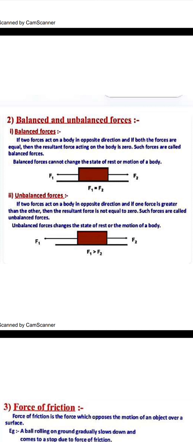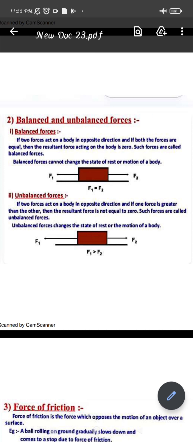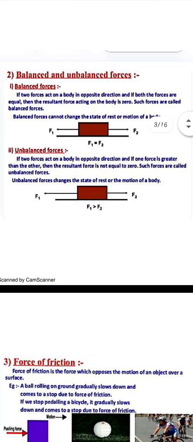So when these two forces act towards each other in opposite directions with equal magnitude, what will the resultant force be? We know that the resultant force will be the sum of both forces. One force is 5 Newton, the other is 5, but both are in opposite directions. So one is 5 and the other is minus 5. On adding 5 and minus 5 together, we get 0. So the resultant force should be 0 for balanced forces.